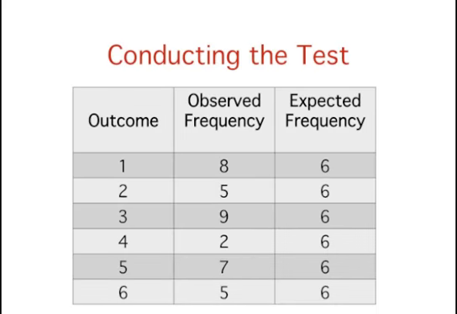The first step in conducting the significance test is to compute the expected frequency for each outcome given that the null hypothesis is true. For example, the expected frequency of a 1 is 6, since the probability of a 1 coming up is 1/6, and there are a total of 36 rolls of the die. The expected frequency is 1/6 times 36, which equals 6. Keep in mind that the expected frequencies are expected only in a theoretical sense. We do not expect the observed frequencies to match the expected frequencies exactly.